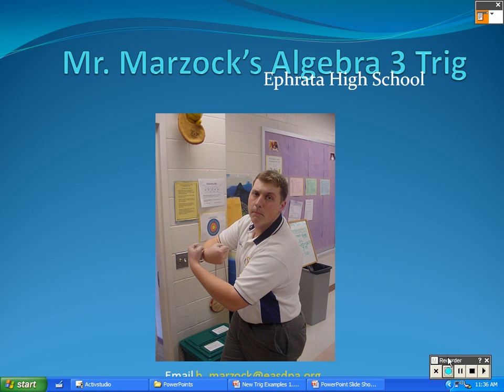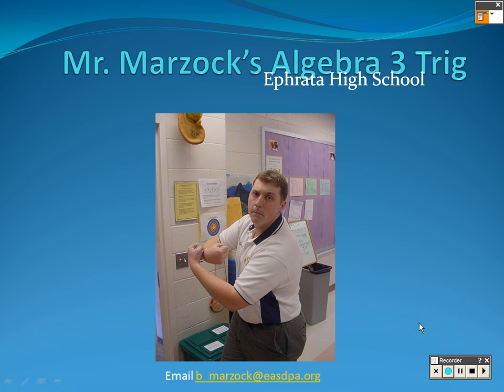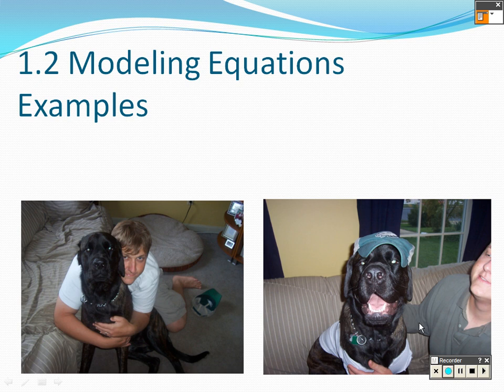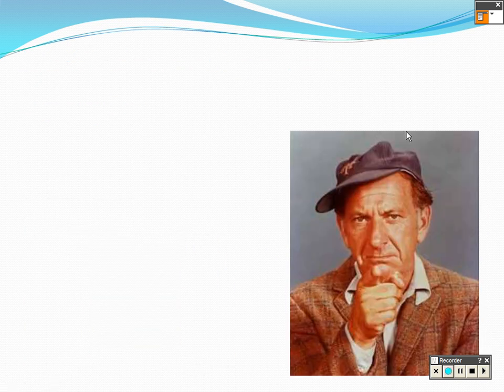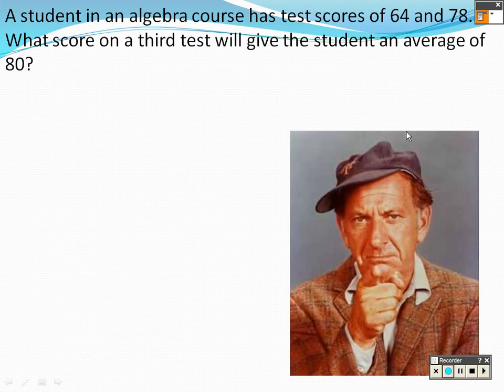Okay, so now we are still on 1.2, which is modeling equations. So I just have some examples for you to take a look at. Looking at another one here, it says a student has an algebra course and they have test scores of 64 and 78. What would the third score have to be to give the student 80%?